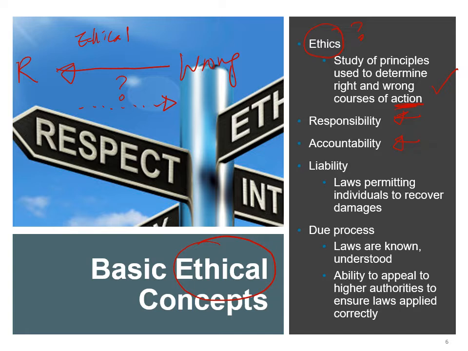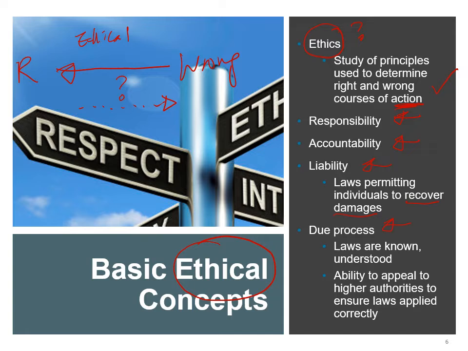Liability: laws permitting individuals to recover damages. For any damages to any party, who is going to be liable? Liable means recovering the damage. Yes, I caused the problem and I am liable for it, meaning you may pay money to the other party to recover damages. For example, if you hit another person's car, you pay a certain amount to recover the damages.